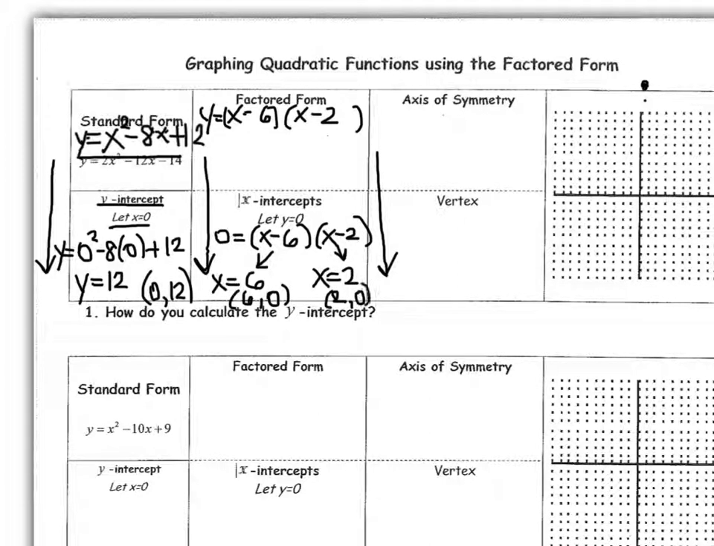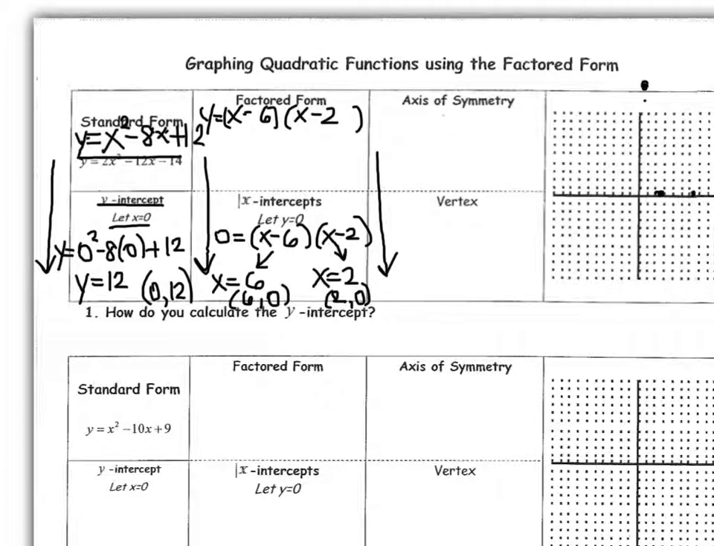So let's go ahead and graph that now. So I go back to the graph, and I'm going to go over to (2, 0), and then over 6. 1, 2, 3, 4, 5, 6. Okay, great. Now we know parabolas are symmetrical, so somehow this has got to be symmetrical.